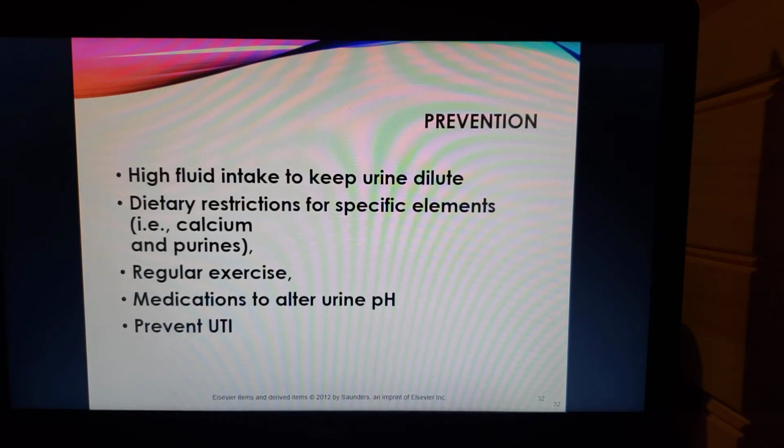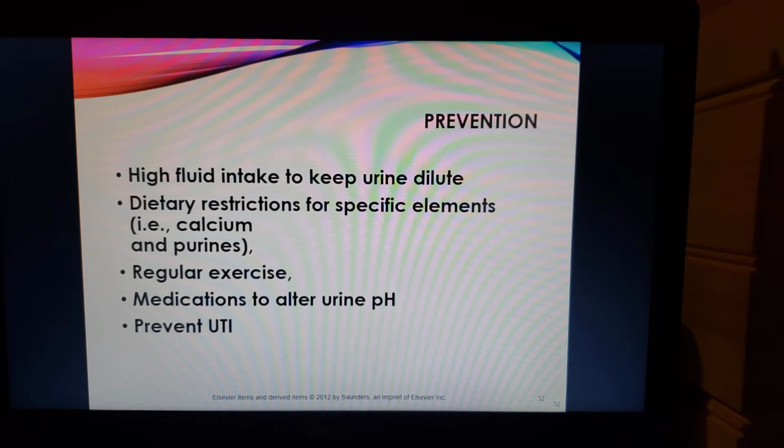Prevention, I want to focus on prevention. We want to teach the patient prevention measures for renal stones. We want to make sure they have a high fluid intake that keeps the urine dilute and will help prevent the formation of stones, as well as dietary restrictions of calcium and purines.